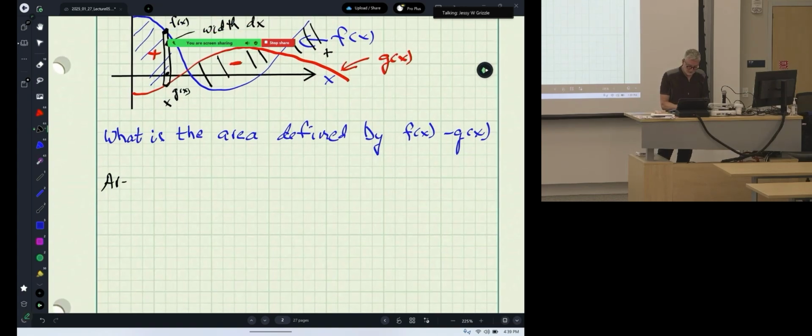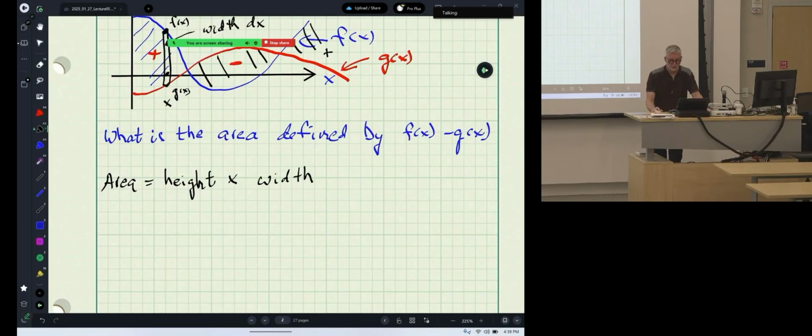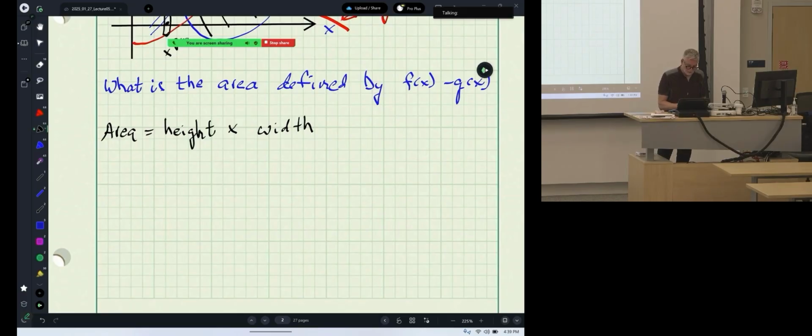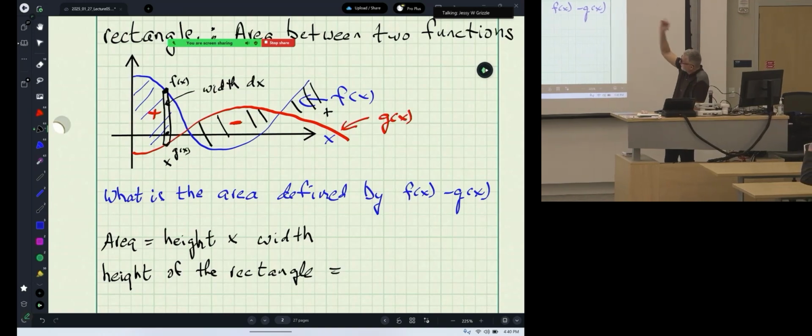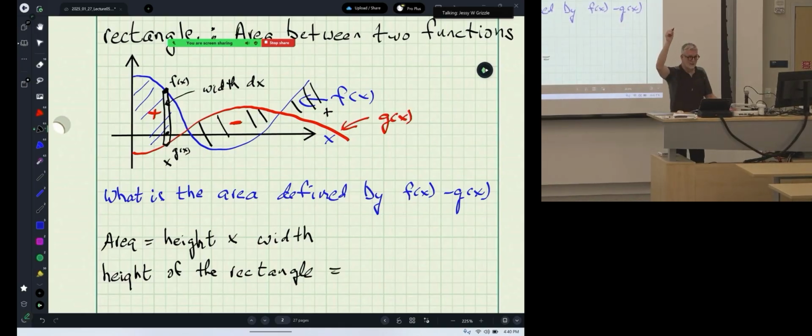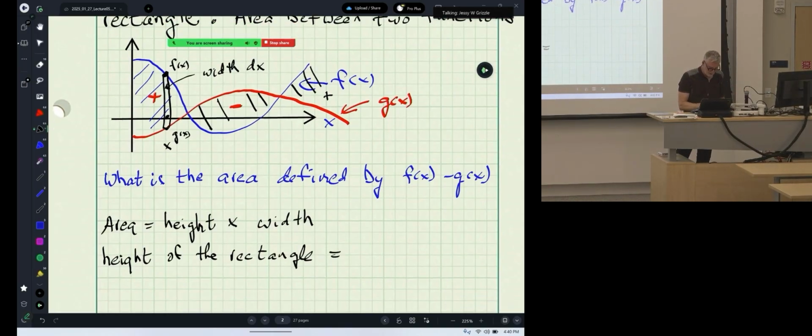Okay, so if area equals height times width, what is the height of our rectangle that we've just sketched? And I'll put it back on the screen here. Okay, so the top of the rectangle is f of x, the bottom is g of x, the height is? F of x minus g of x.